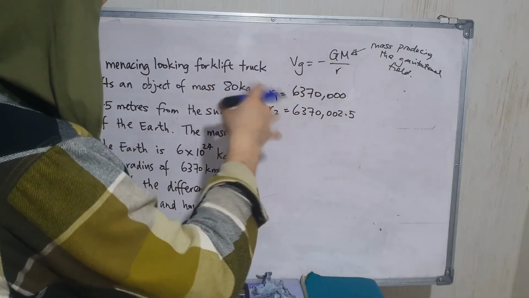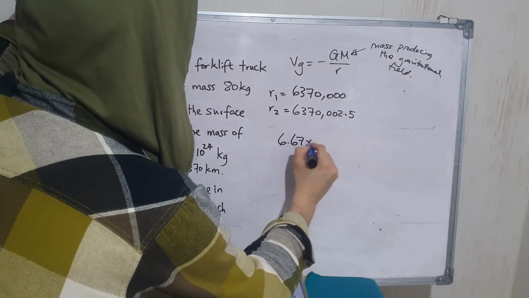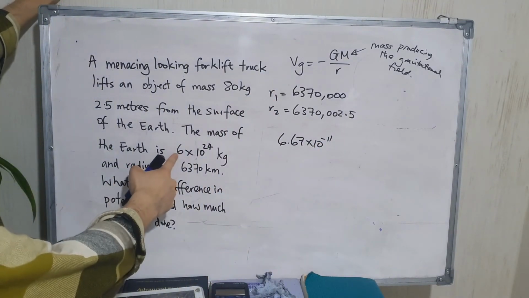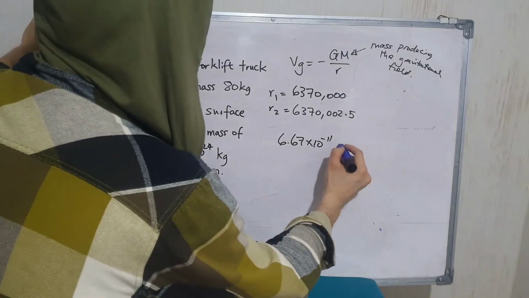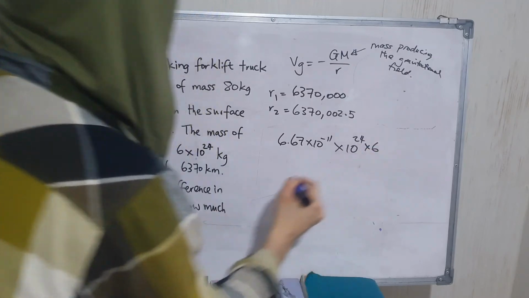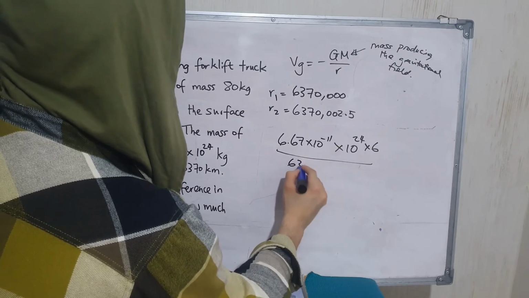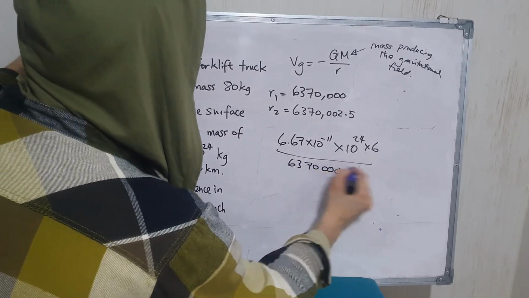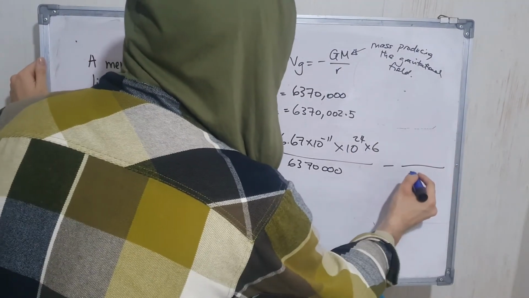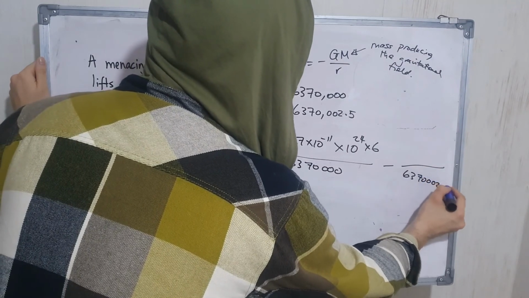Because you're working out the change, the magnitude doesn't matter. So G is 6.67 times 10 to the minus 11. You times by the mass of the Earth, which is given, roughly 6 times 10 to the power 24. And you're dividing it by 6370000, and you're taking it away from the same top, but the bottom's different, 6370002.5.